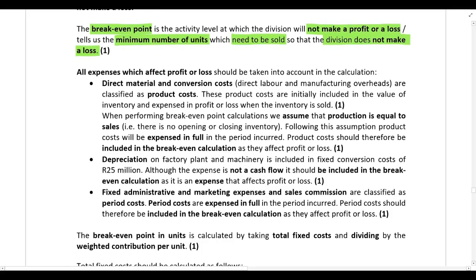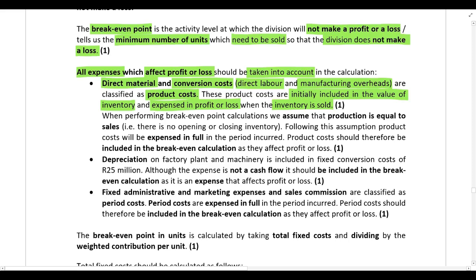So which expenses should be taken into account in the calculation? All expenses that affect profit or loss should be taken into account in the calculation. So all of our product costs, which is direct material and your conversion costs. And remember, conversion costs is direct labor and manufacturing overheads. So all of these product costs are initially included in the value of inventory, and they are only expensed in profit or loss when the inventory is sold.